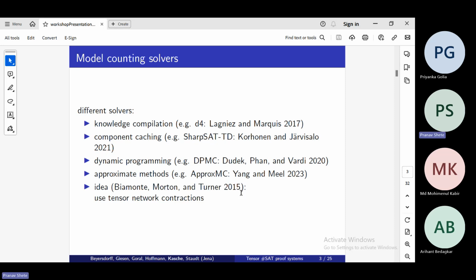this idea is due to Raymond, Mock and Turner from the physics community. But first, some people from the physics community noticed that you can use these tensor networks for that. And a few years later, there was also a paper stating that you can use them for model counting.